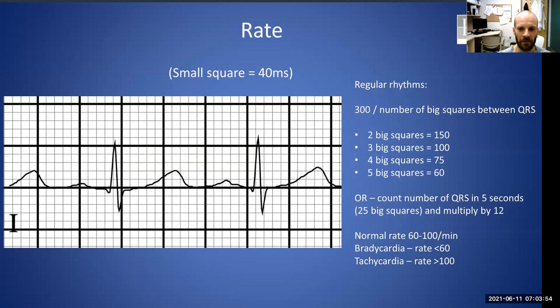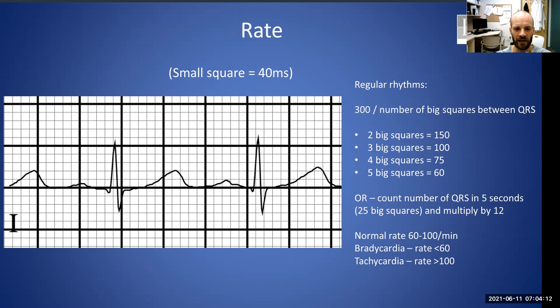Okay, so just a recap of what's going on here. What we went through last time, we talked about rate, we talked about regularity, we talked about axis. And so let's just go back through those things again. So rate.